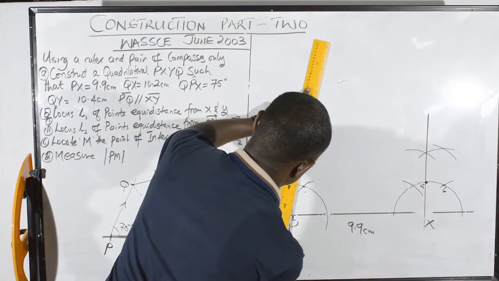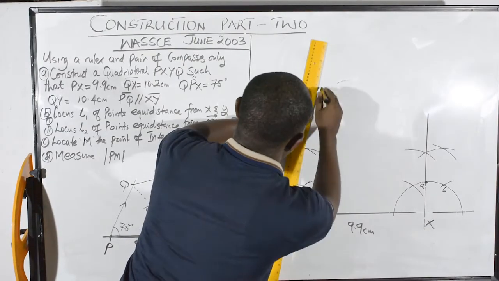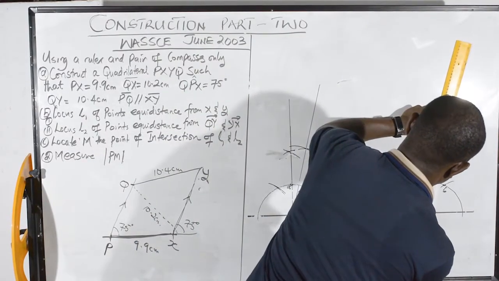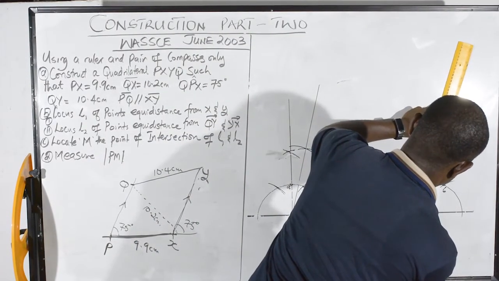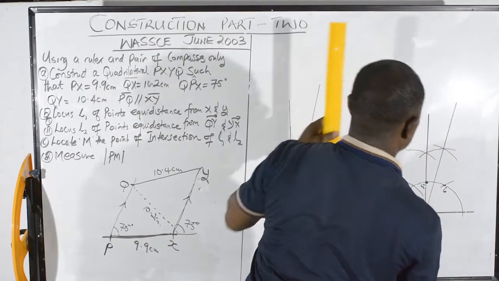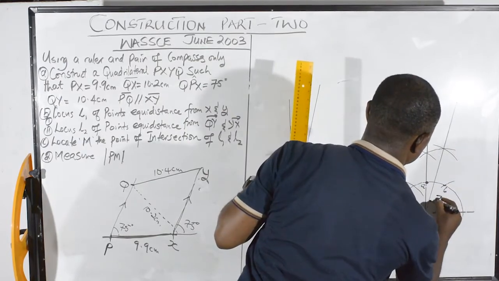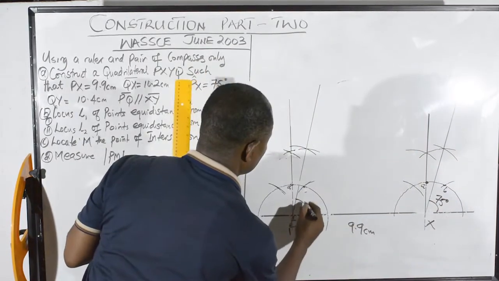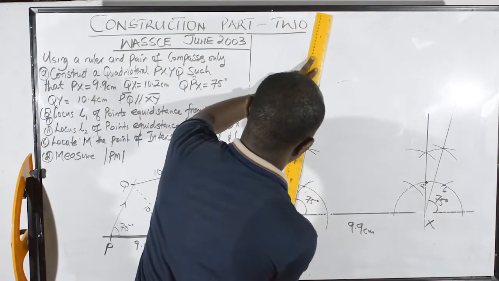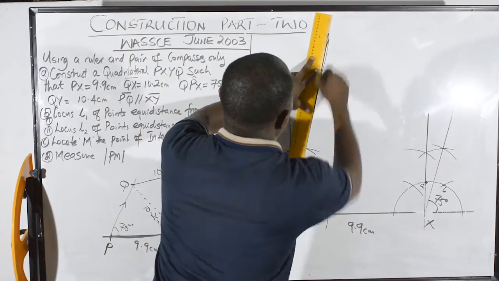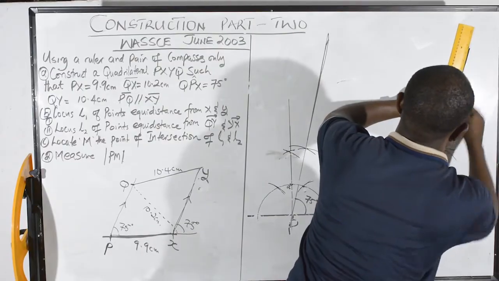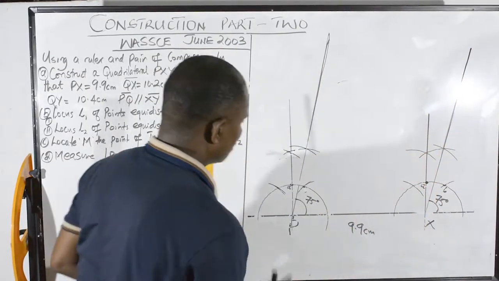This is 75 from there, and also 75 somewhere here. So I've got 75 there, and this one too is 75 degrees. So these two lines are very important in this question. I have that line going that way, and this one too going there, all parallel lines moving there. Yes, so now this is PX.